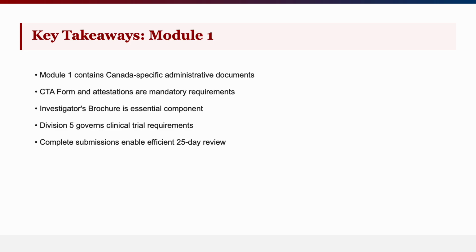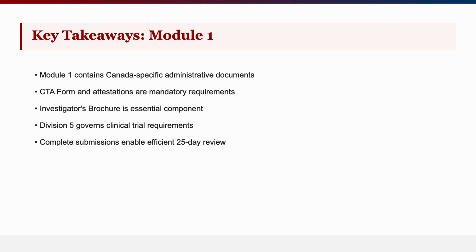Module 1 is the region-specific module containing all Canada-specific administrative documents. Unlike Modules 2 through 5, this content is unique to Health Canada and must comply with Canadian regulatory requirements. The clinical trial application form and required attestations are mandatory components. These documents establish the administrative and legal framework for your trial. Missing or deficient forms and attestations are common causes of screening failure.